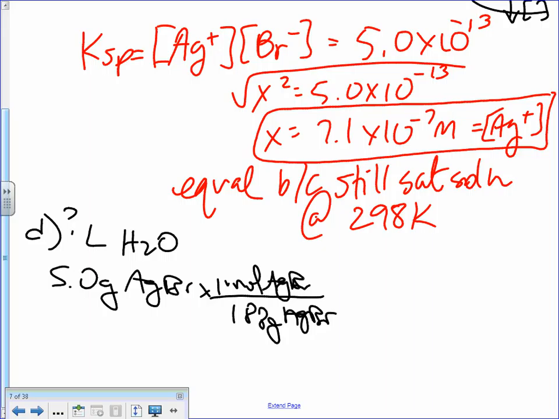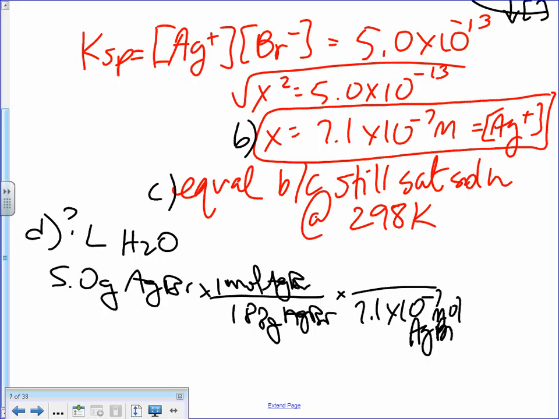Use the concentration you got in part B. This is part B, sorry, this is part C. So you're going to use this, and how do I write it? 7.1 times 10 to the negative 7th moles of silver bromide are dissolved per 1 liter of solution, and that solution, again, is mostly water. It's a very dilute sample. So we get 3.7 times 10 to the 4th liters.